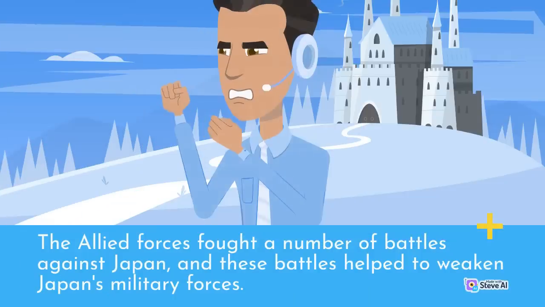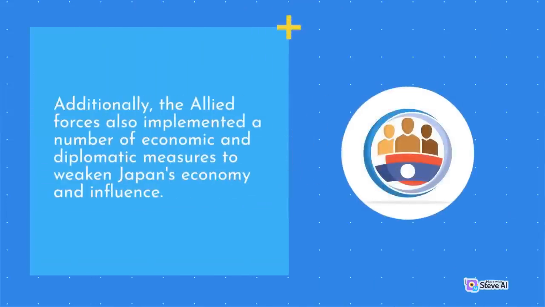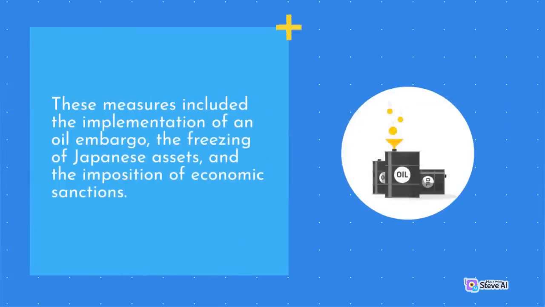The Allied forces fought a number of battles against Japan, and these battles helped to weaken Japan's military forces. Additionally, the Allied forces also implemented a number of economic and diplomatic measures to weaken Japan's economy and influence. These measures included the implementation of an oil embargo, the freezing of Japanese assets, and the imposition of economic sanctions.